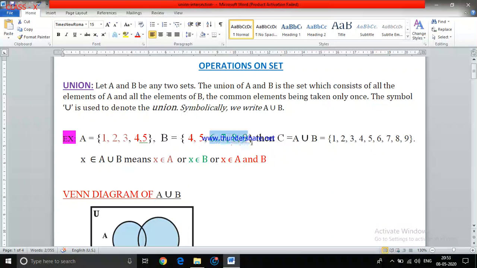Now what are the other elements left out? 6, 7, 8 and 9. So I kept 6, 7, 8, 9. Now if you observe the elements of A union B clearly, it has the elements 1, 2, 3, 4, 5, 6, 7, 8, 9. So these are the elements from set A as well as the elements from set B. If I add all together at one place, that is called the union.